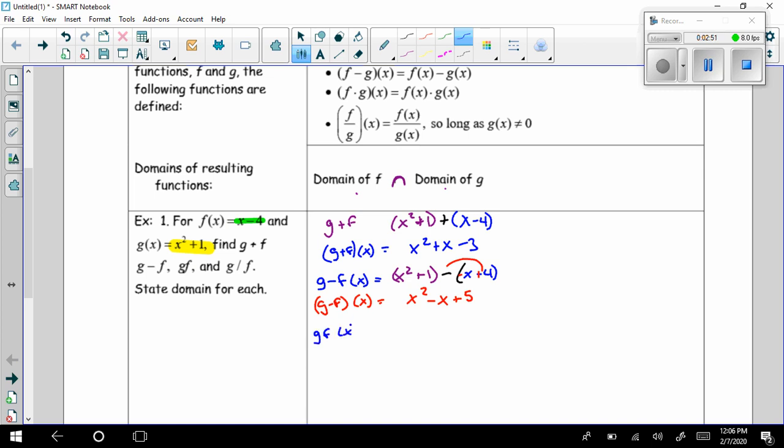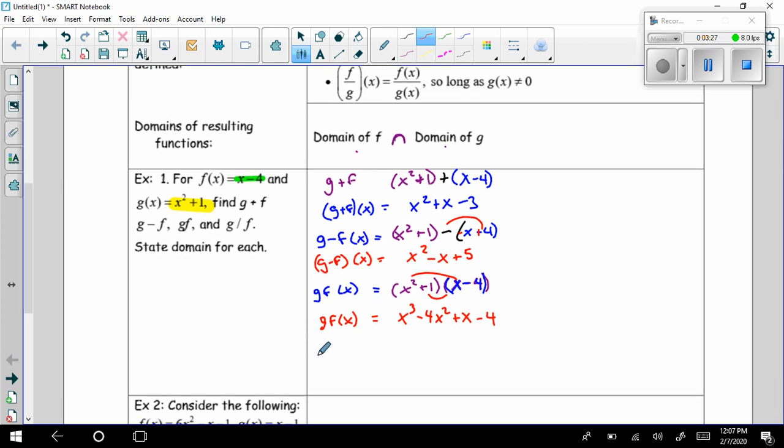G times f of x. We're looking at taking that x squared plus 1 and then multiplying it by the x minus 4. I forgot to color code that for you. With a binomial times a binomial, that means then FOIL. So we have x cubed minus 4x squared plus x minus 4. No like terms to combine, so that is my g times f function.